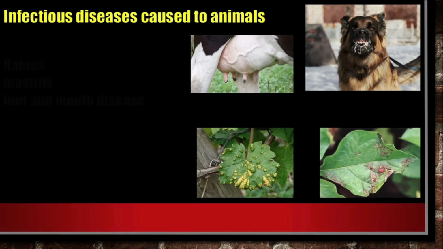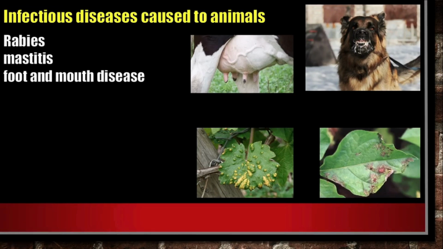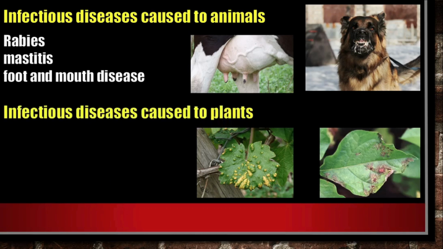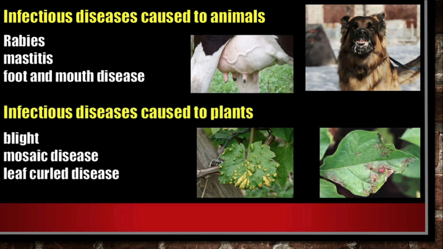Infectious diseases caused to animals: rabies, mastitis, foot and mouth diseases. Infections caused to plants: blight, mosaic disease, leaf curl disease.